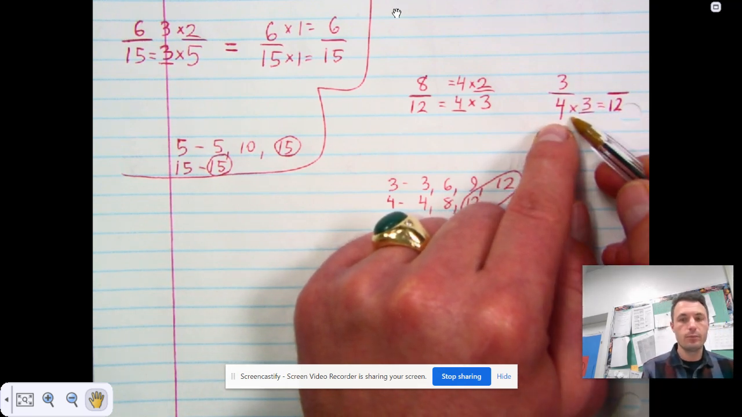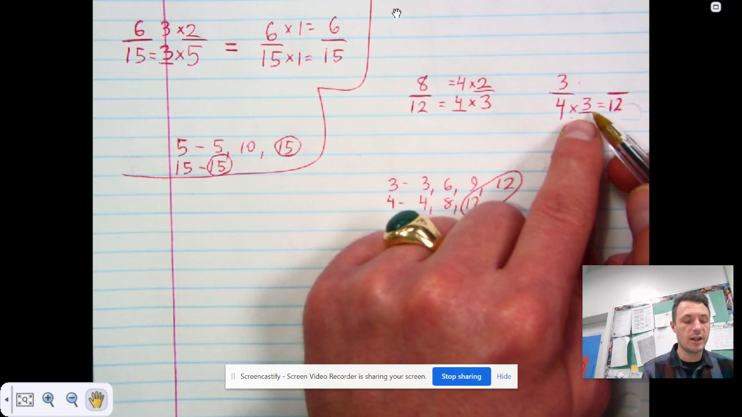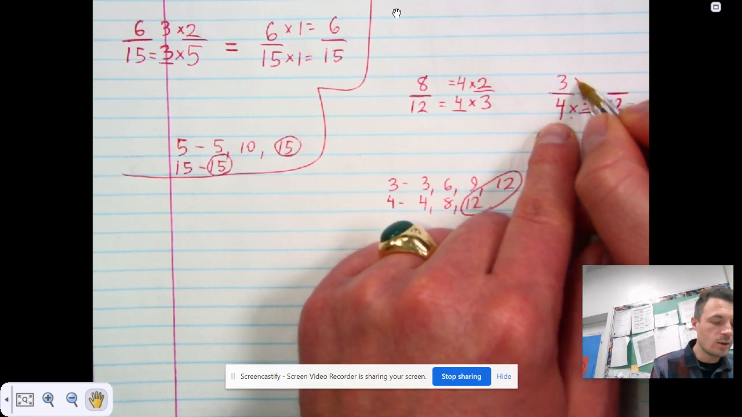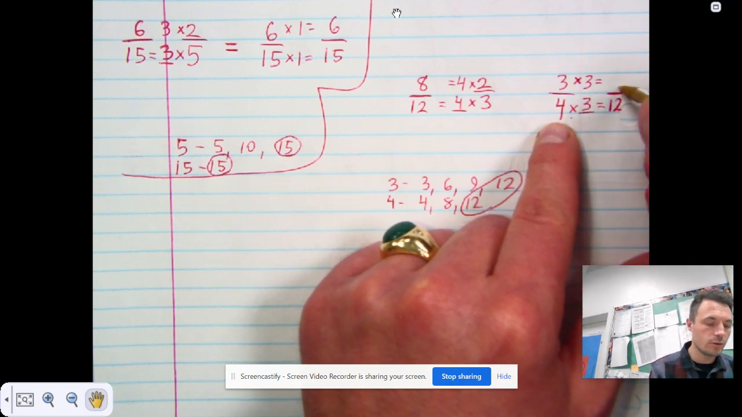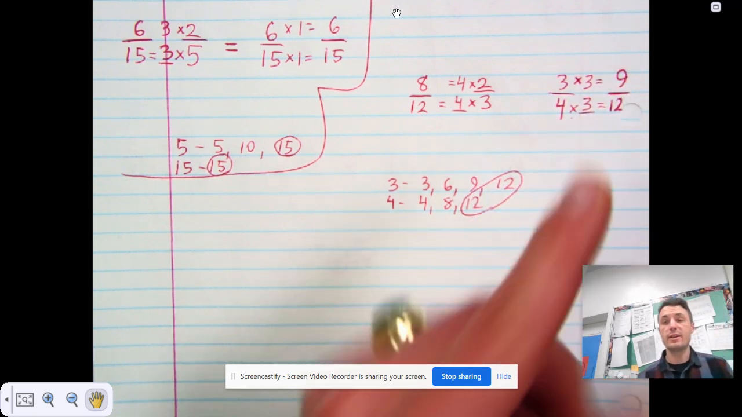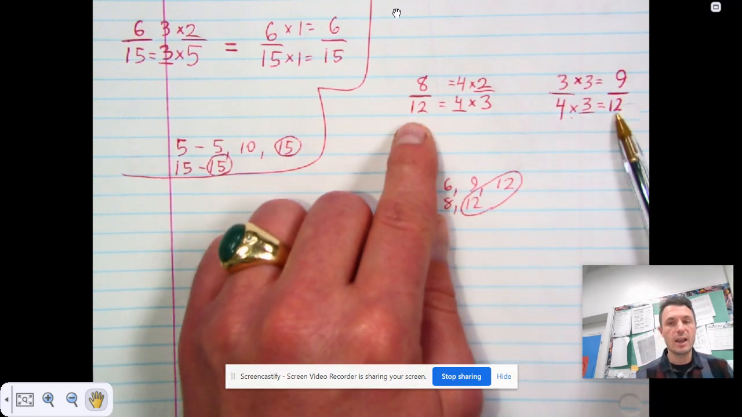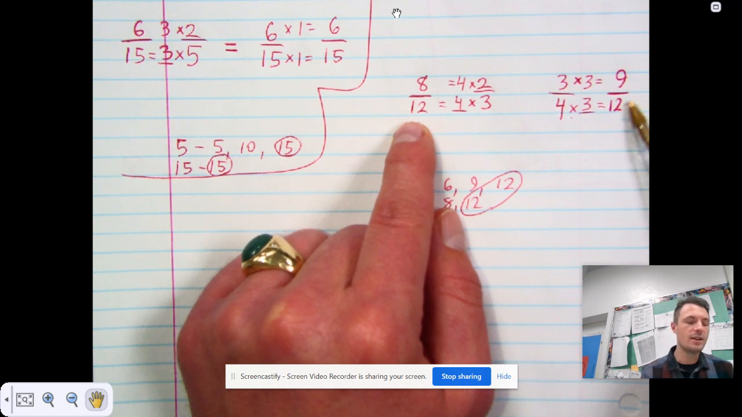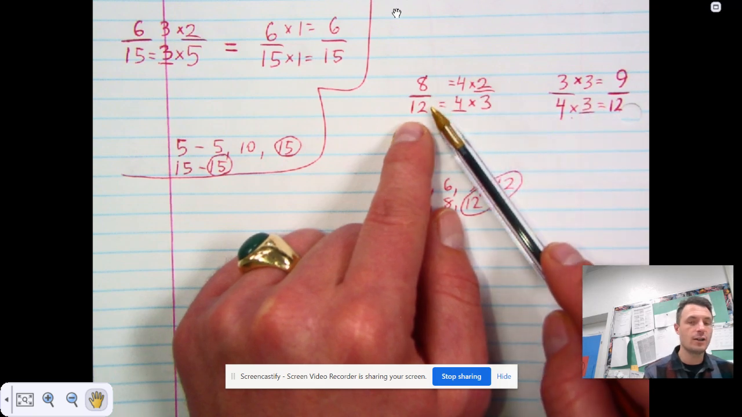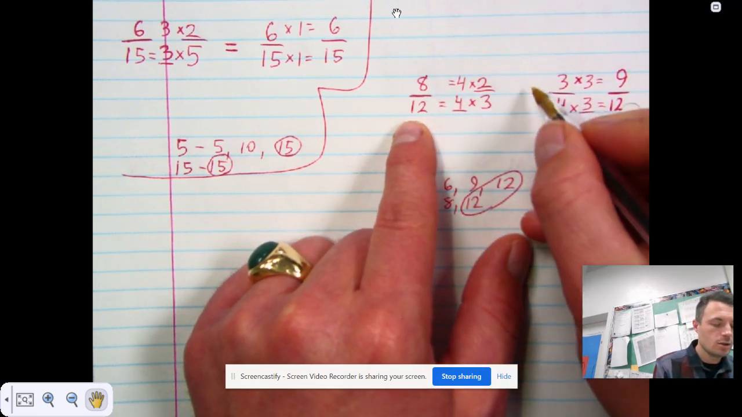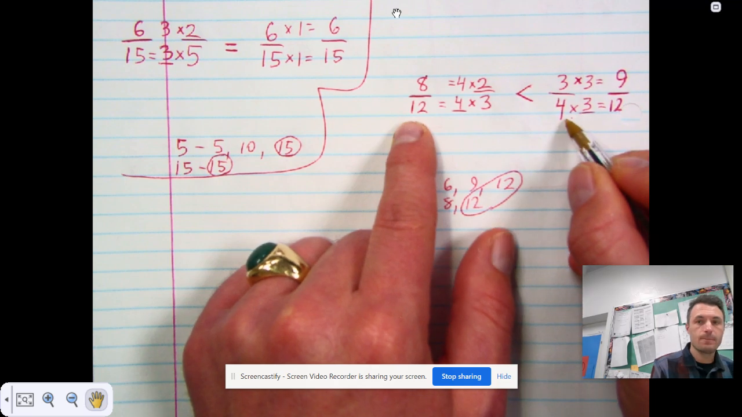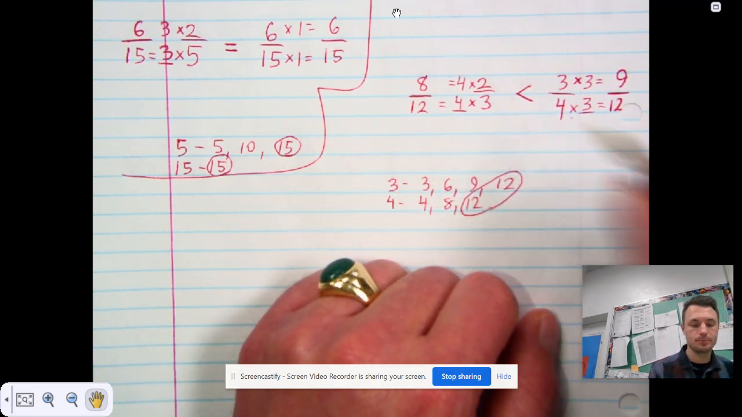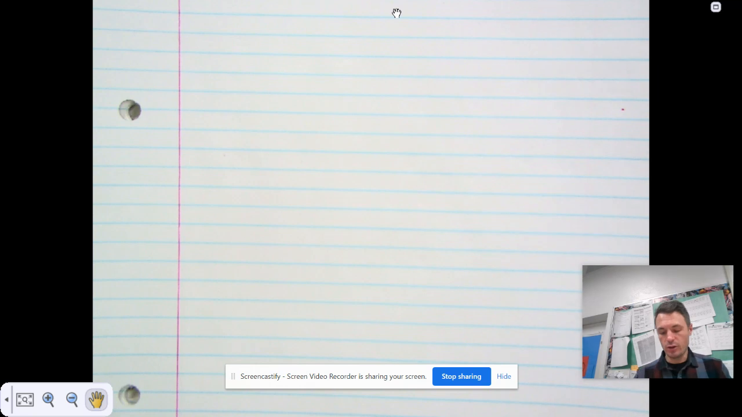Whatever we do to the bottom, we have to do to the top. Since we multiplied 3 by the denominator, now we have to multiply 3 times the numerator. 3 times 3 equals 9. Now we can see which fraction's bigger because they have the same denominator. 9 out of 12, or 9/12, is bigger than 8 out of 12, or 8/12, which means 3/4 is bigger than 2/3. Okay, now I'm going to assign your independent work.